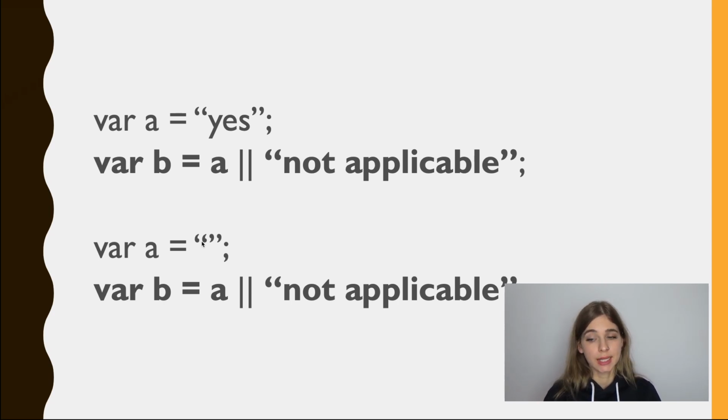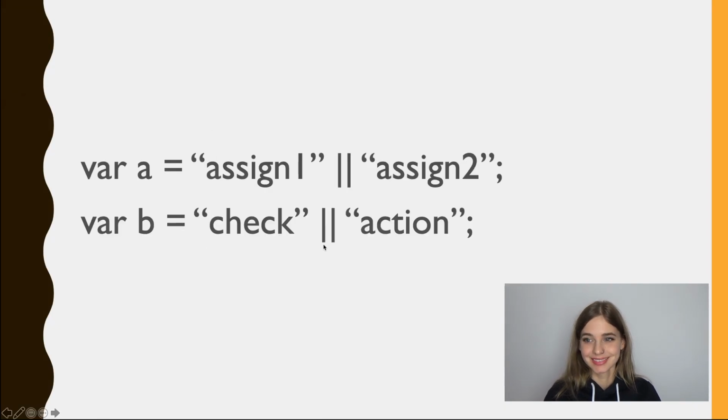I hope this is clear. Yeah, and again, this is super often used in the code. So you would say, creating a variable A, if the first value is true, assign this first value, or assign the second value if this one didn't check out.